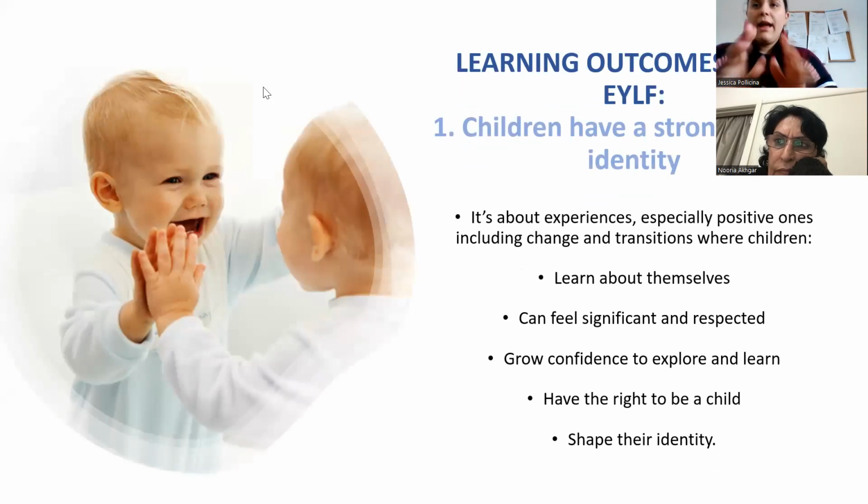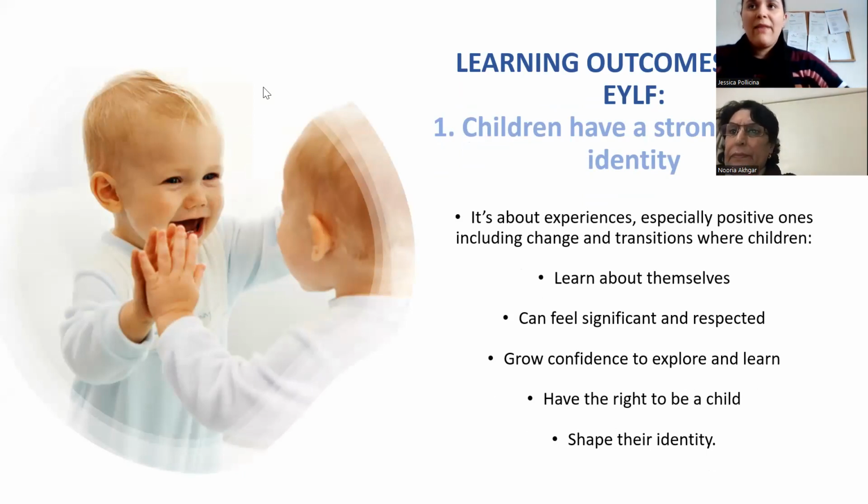Okay, so learning outcome 1, children have a strong sense of identity. So I wanted to break this down and explain that pretty much outcome 1 is really all about the experiences, especially the positive ones, including change and transitions with children. So this outcome is about the children learning about themselves, how they can feel significant and respected, them growing in their confidence to explore and learn more, how they're shaping their identity, and how they have a right to be a child.